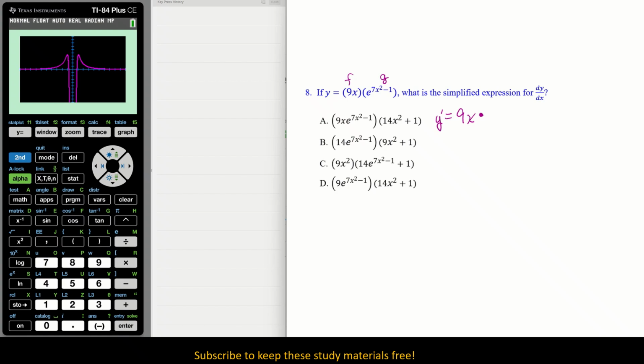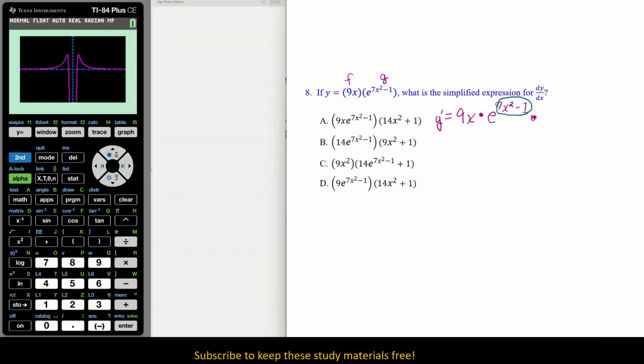So what we're doing is write down as is e to the 7x squared minus the 1, okay? But then we multiply to that the derivative, here I'll circle it, the derivative of the exponent, okay?